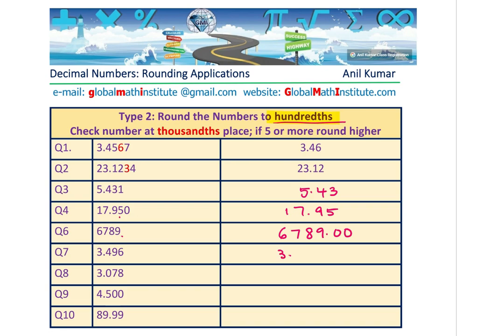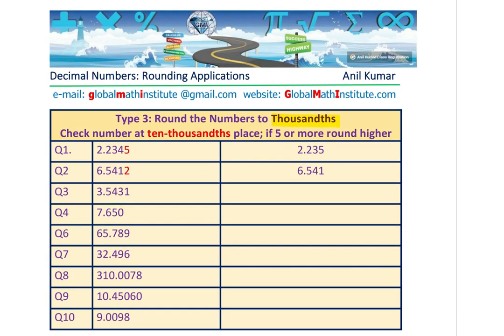Next one, 496. Rounding to the hundreds place, the number on the right is 6, which is more than 5. So it will become 49 plus next number 50, right? 500. So that is how that gets rounded. Slightly tricky, right? 3.078 will become 3.08. 4.50 will remain as 4.50. 89.99, rounding to hundreds, 9 is in the hundreds place, it will be exactly the same. Perfect.